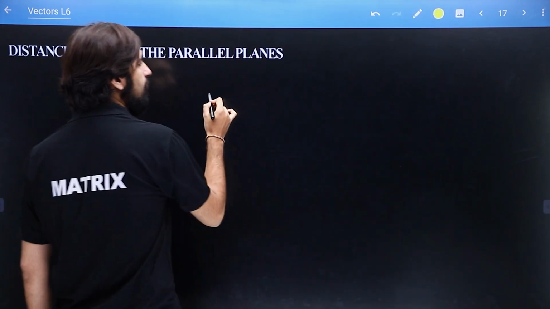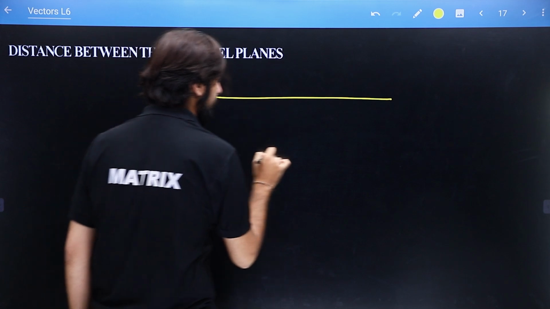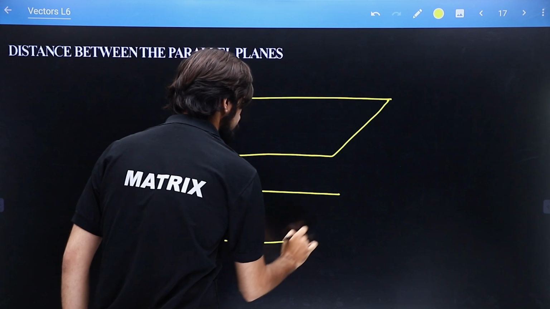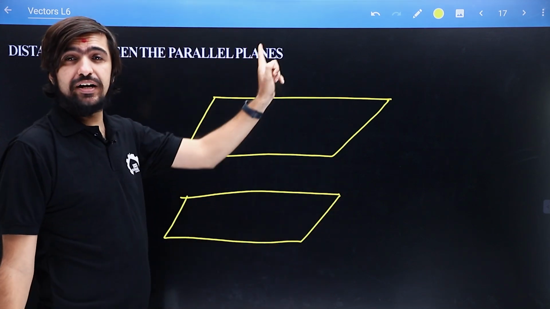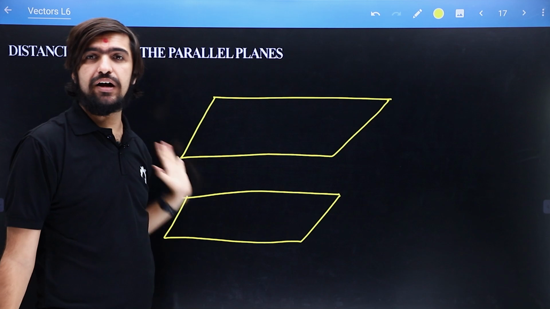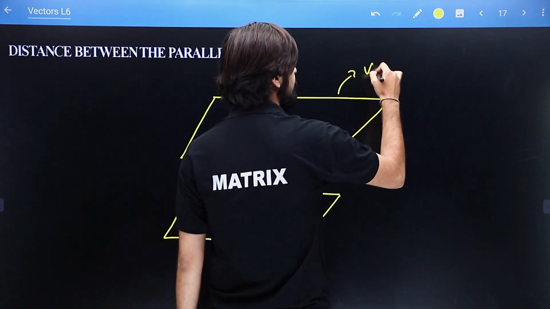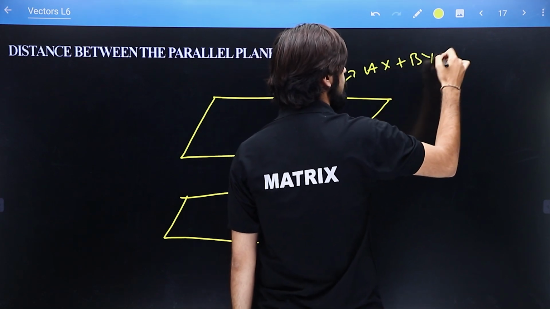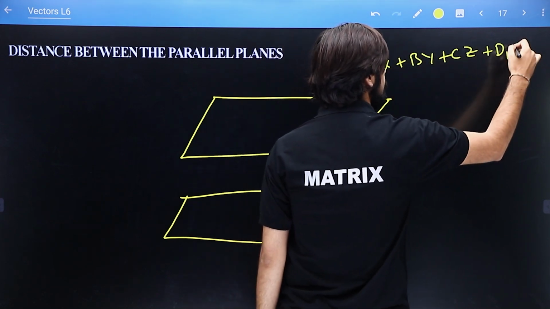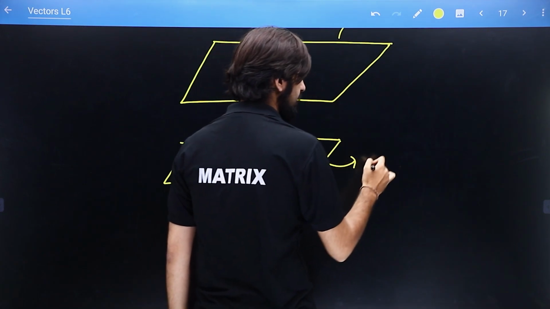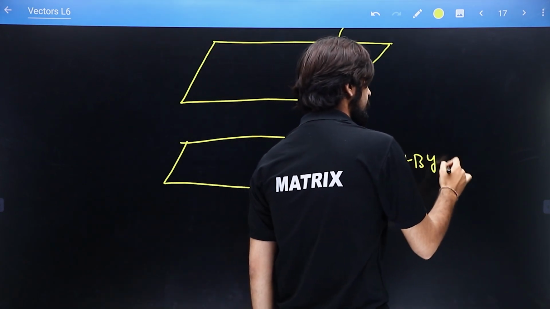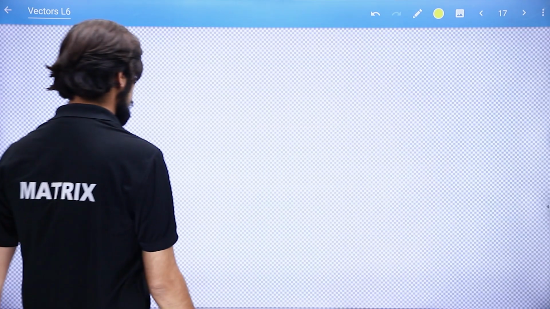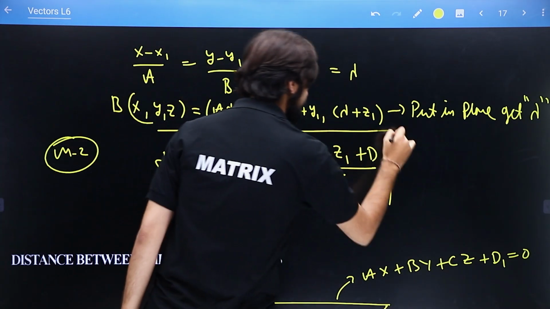So again, now, distance between the parallel planes. So these two planes are parallel. If planes are parallel, then their normals are also the same. Even though we have one more formula that is in vector form, we are always going to remember the formula in Cartesian form. That is the best. So the equation of this plane will be Ax + By + Cz + D1 = 0, and the equation of this plane will be Ax + By + Cz + D2 = 0. Please remember this formula.